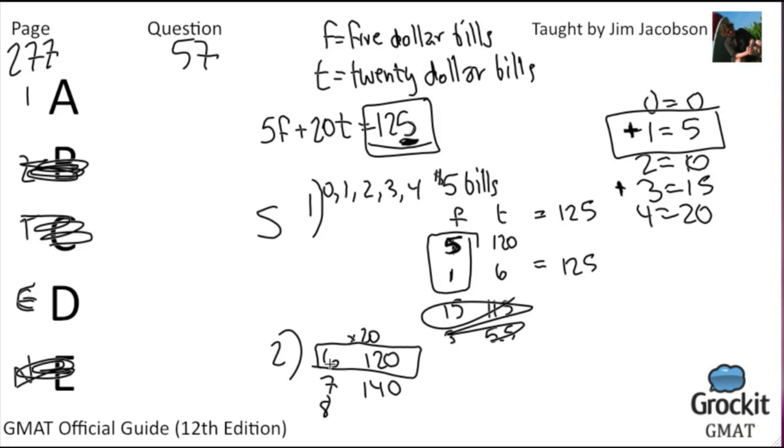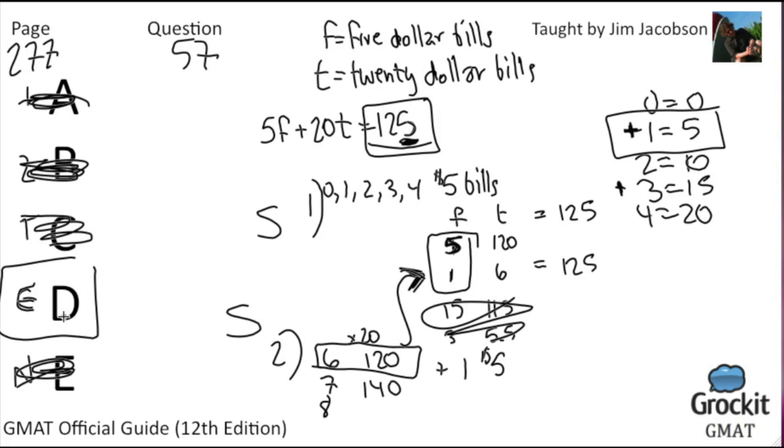And this actually does coincide with what we figured out in statement one, although we have to pretend like we didn't do statement one first. This alone tells us that he has six $20 bills and one $5 bill, equaling his $125. So statement two also is sufficient for us to answer it. So we can cross off A and circle E.